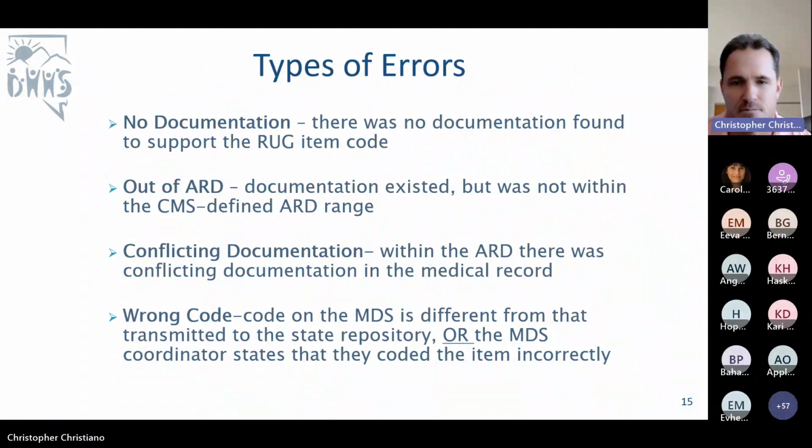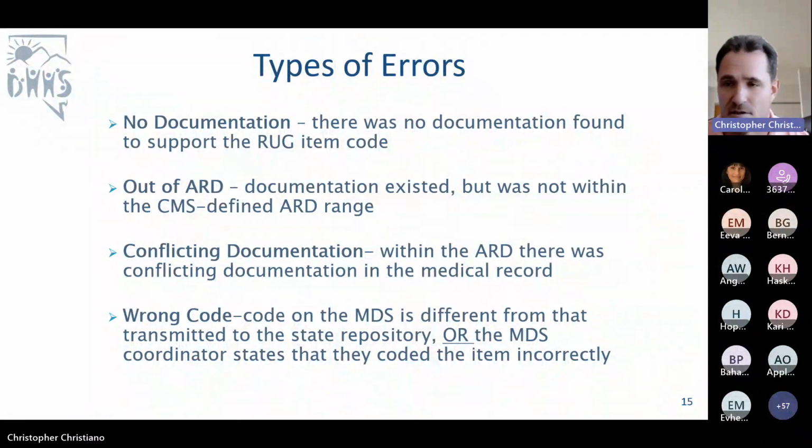So some types of errors. We typically have no documentation, and that means that there was no documentation found to support the RUG item that was coded, either through the notes that we look through, or on the MDS itself, or any of the other information that you provide us. If we can't find the information and come to a conclusion as a team that the documentation is not there to support that code, you will receive an error for that out of the ARD. So maybe the documentation existed, but it's not within that specified ARD range, okay?